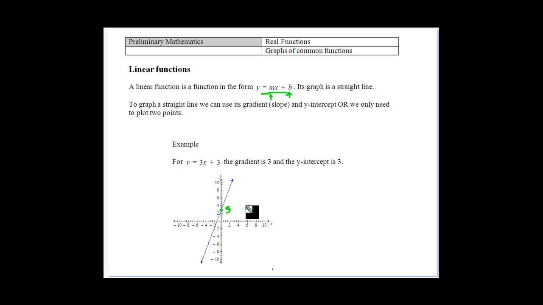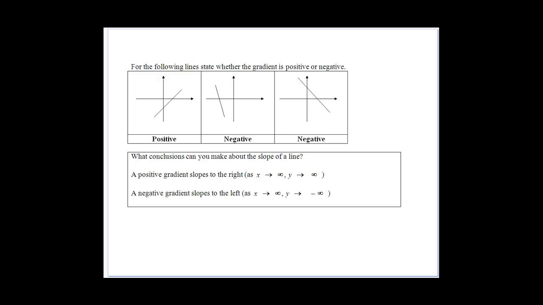So it's probably not the easiest way to do it, because there are easier ways. But that's using the gradient and the y-intercept, the gradient or the slope of the line. The easier way to probably do it is to plot 2 points, and that's why I would go about graphing these most of the time. First things we want to do though is look at the gradients of lines.